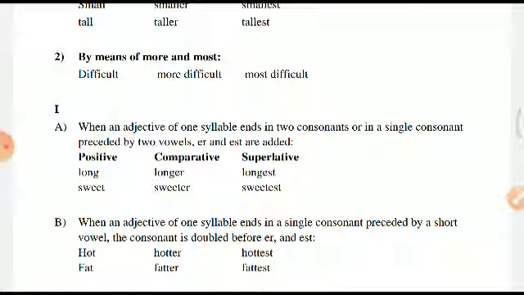When an adjective of one syllable ends with a single consonant, preceded by a short vowel, the consonant is doubled before er and est. Now, hot, hot is an adjective ending with a consonant. So what we have done, hotter, double the T and add er. Then hottest, double the T and add est. Fat becomes fatter, T doubled with er. Fattest, T doubled with est.